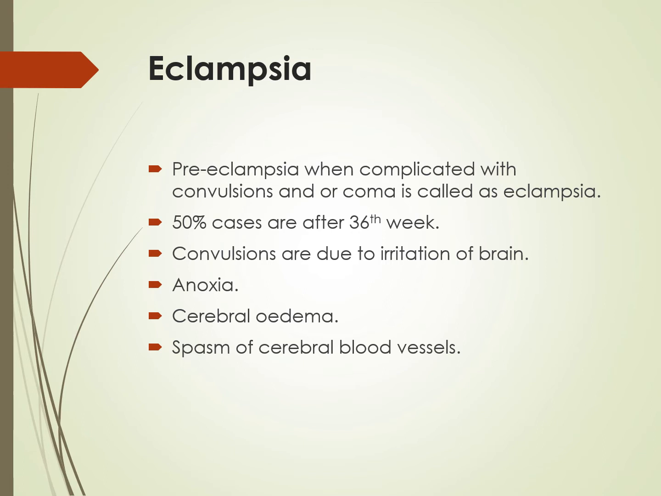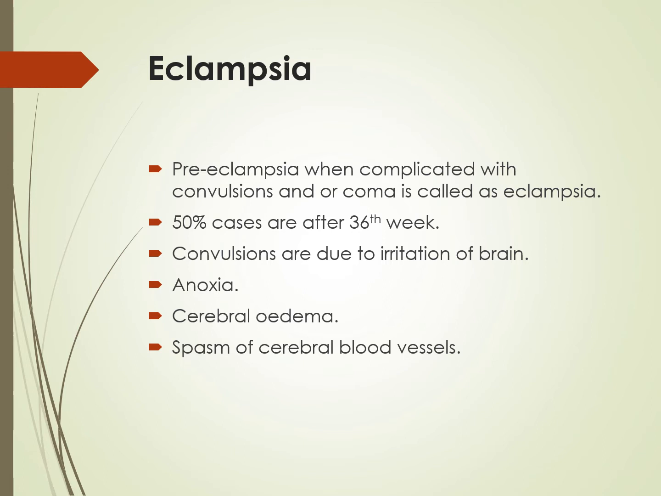As soon as preeclampsia is diagnosed, toxemia is diagnosed, measures are to be taken, especially to control the high blood pressure. And a proper management needs to be initiated for this preeclampsia. If it is not managed properly, it can lead to eclampsia, which is actually complicated with convulsions. So preeclampsia with convulsions, and maybe the mother may land up in a coma, is called eclampsia.